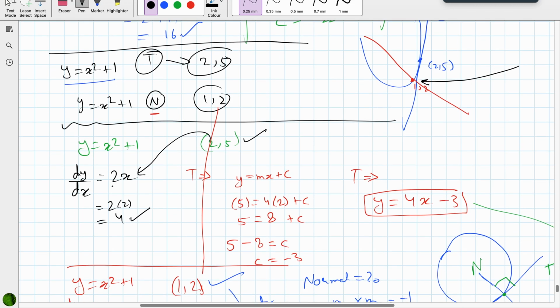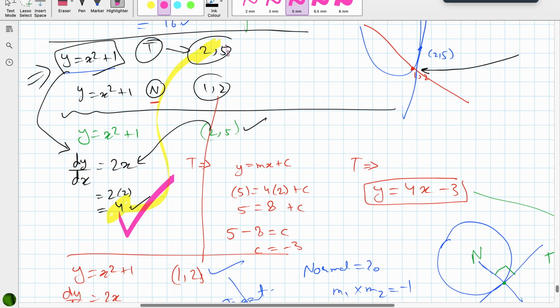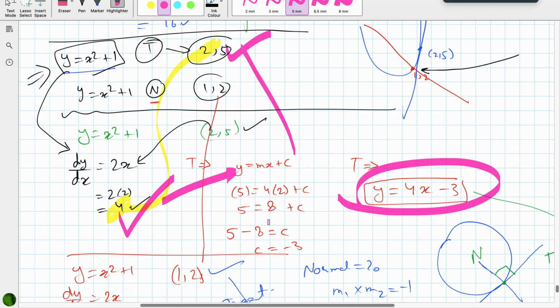Okay, this was the question. This was the question, the equation. When you took the derivative, it is 2x, right? And at x equal to 2, the gradient is 4. Now we have the gradient, and we have the point 2 comma 5. Using both of these, you found the equation y equals 4x minus 3.